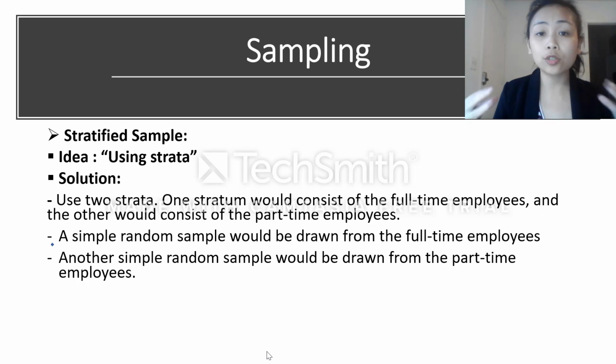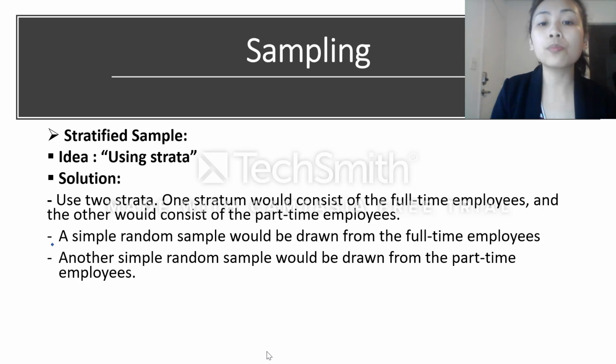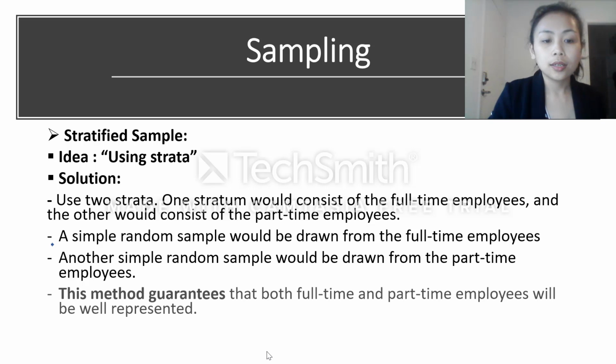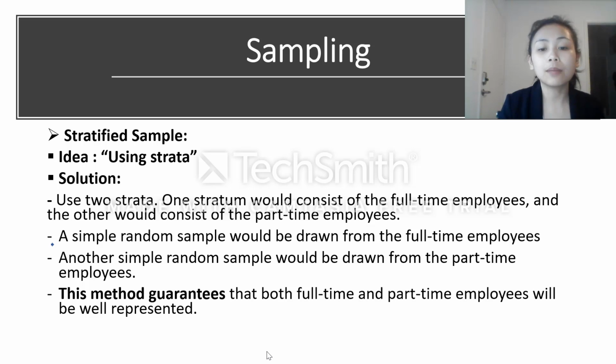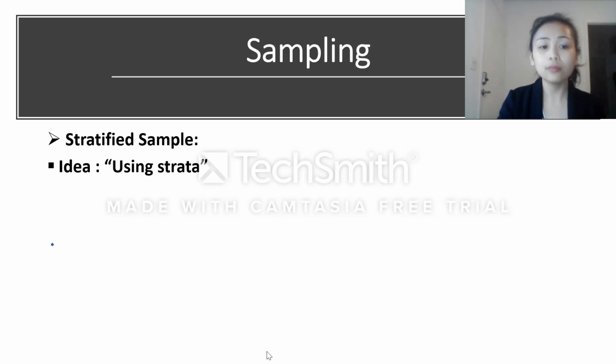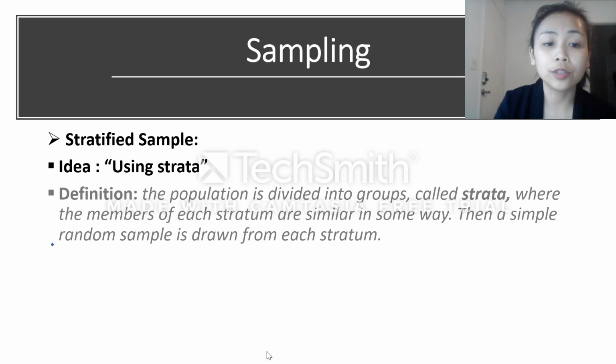So in this case, your sample guarantees that the sample is random and also guarantees that the opinions of two groups will all be collected. So the method guarantees that both full-time and part-time employees will be well represented. So that is the idea of stratified sample using strata.